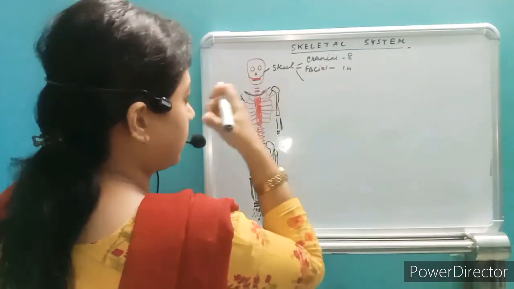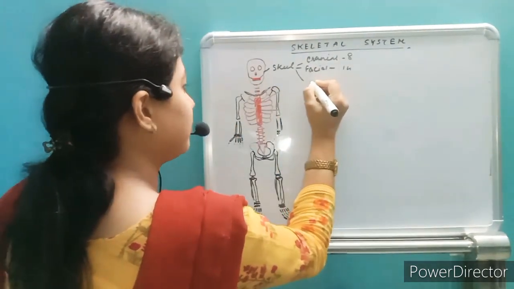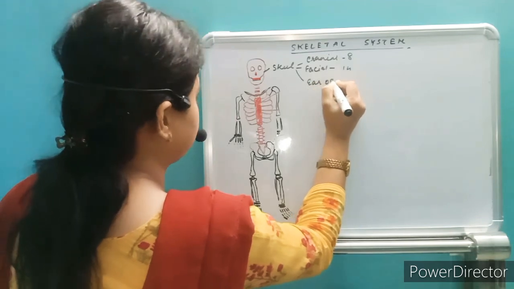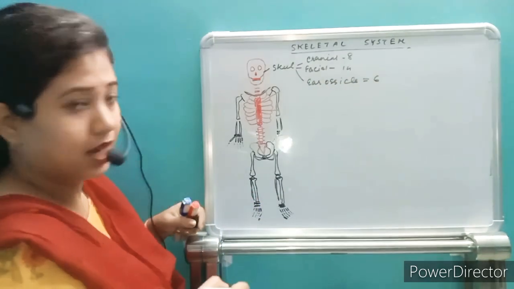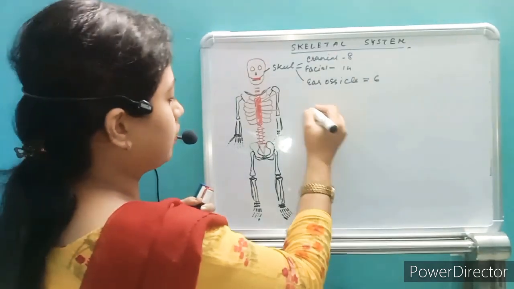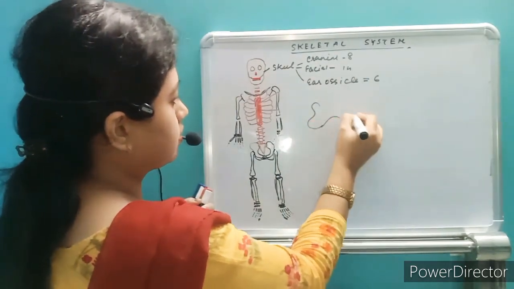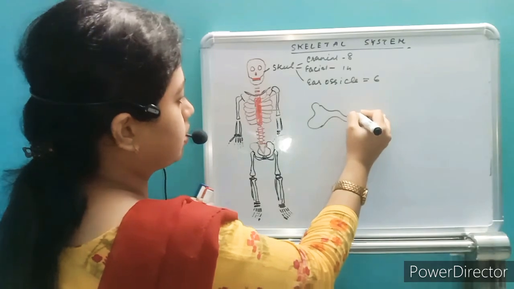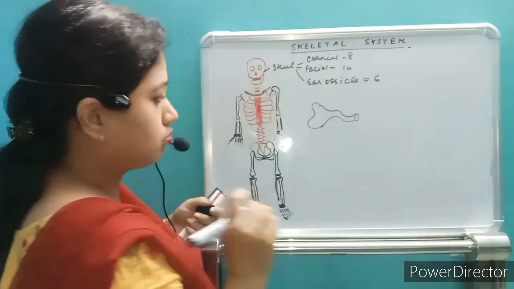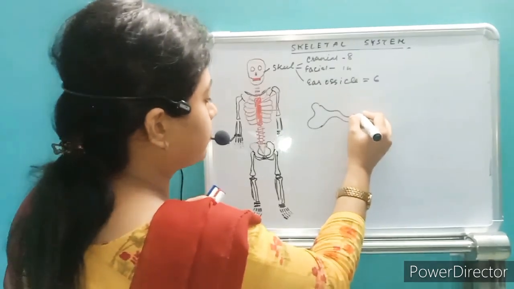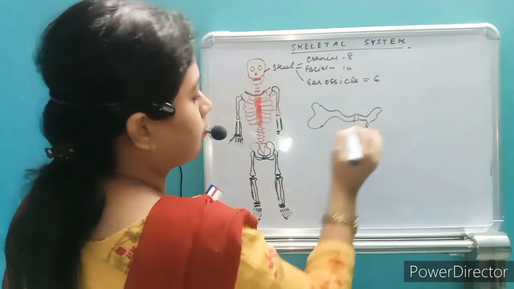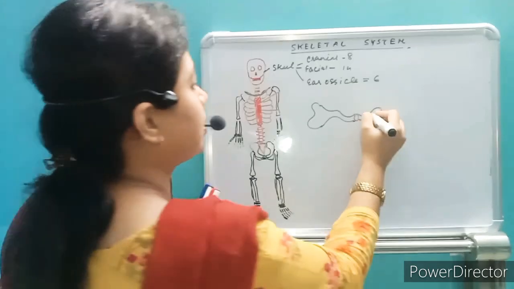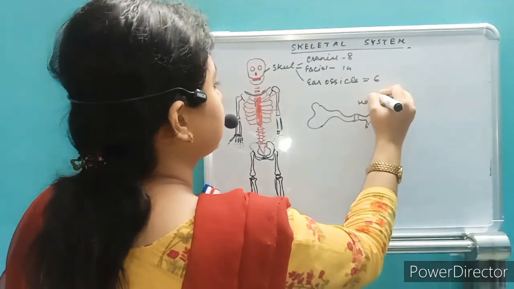After the facial bones, we have the ear ossicles. How many ear ossicles do we have? 6, right? So in the ear, this is the external ear, this is the external auditory meatus, and that is the tympanic membrane. Then after that we have a hammer-shaped bone that is called the malleus.